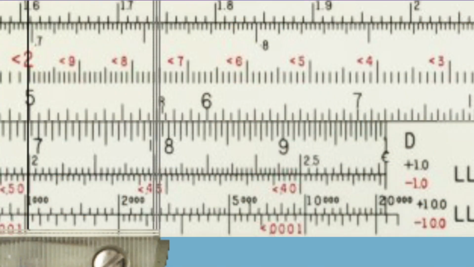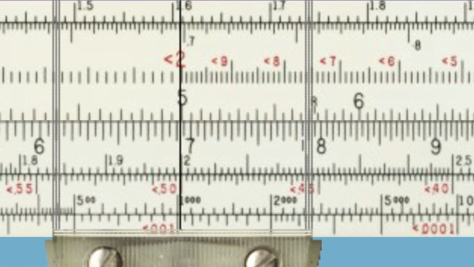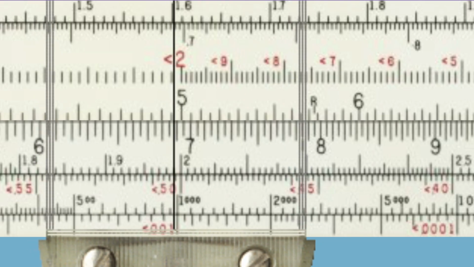Now, as you may recall, the slide rule has an interesting feature called a table function, which means that once we set it up once, we don't have to move anything other than the cursor to get a bunch of other answers. Let me show you what I'm talking about. As you recall, the population doubles every 50 years, so on LL2, we have 50 years on the C scale, and then we have 2 on LL2.